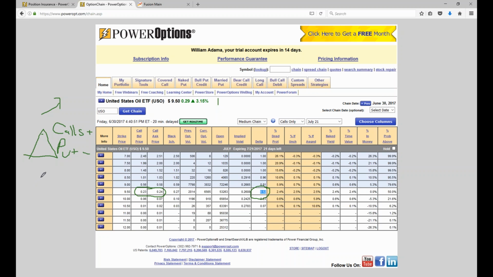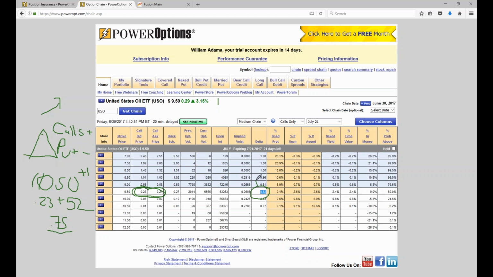You have a 9.50 call. In the next week, if USO moves up to $10.50 per share, moves up 1 point, we would expect the option premium to move from 23 cents and gain 52 cents by the delta. So the new premium we'd expect if the stock was trading at 10.50 would be 75 cents. Okay? The delta is the expected movement of the option for a 1-point movement in the stock.